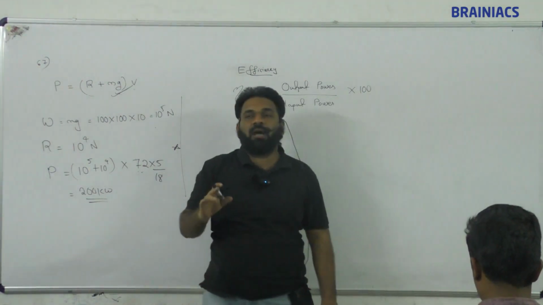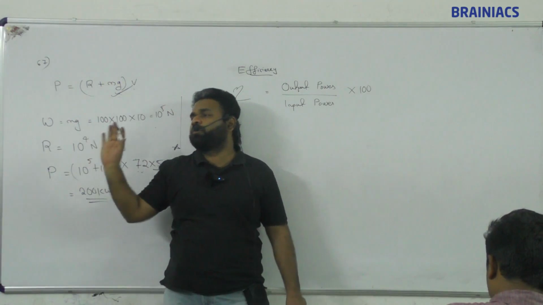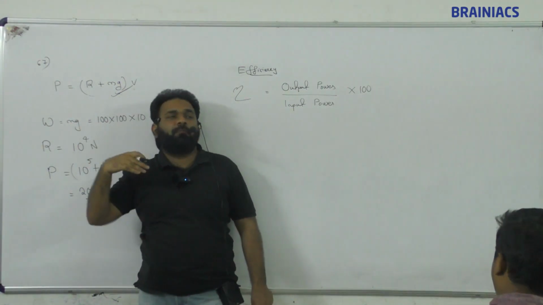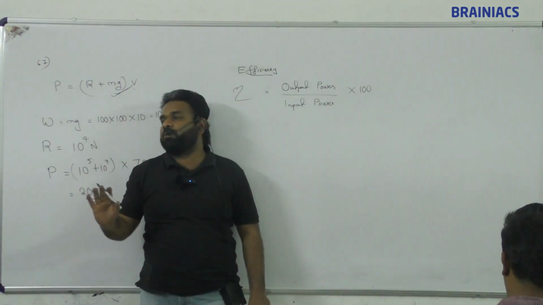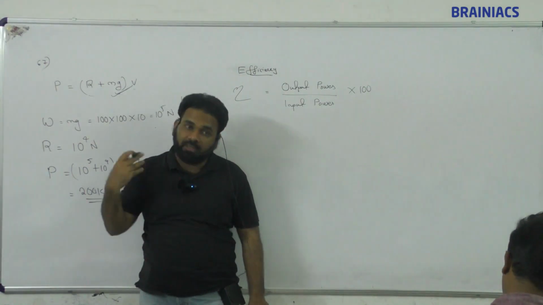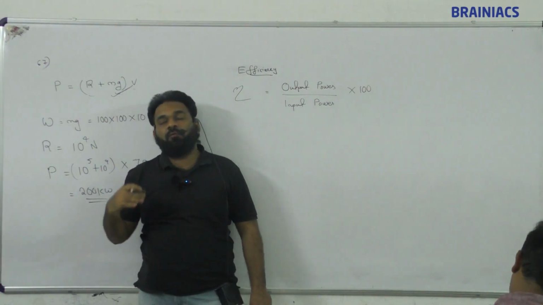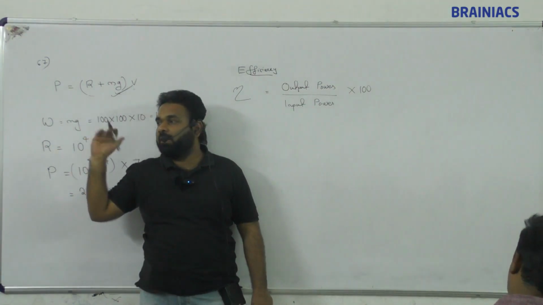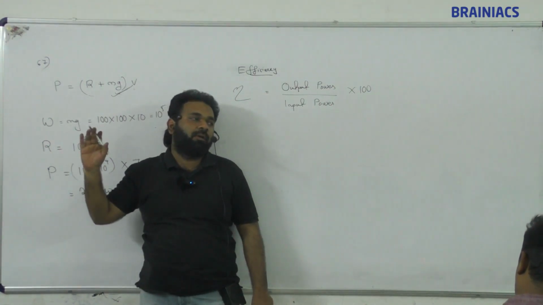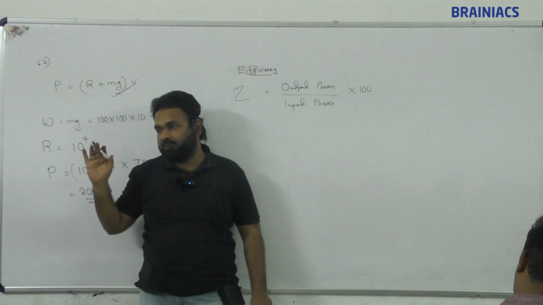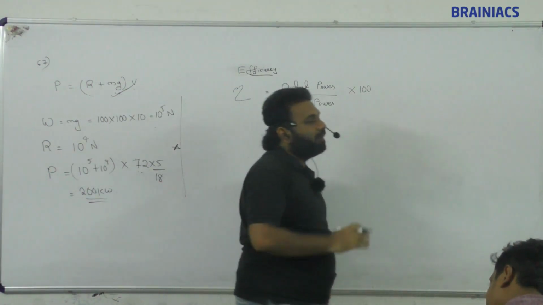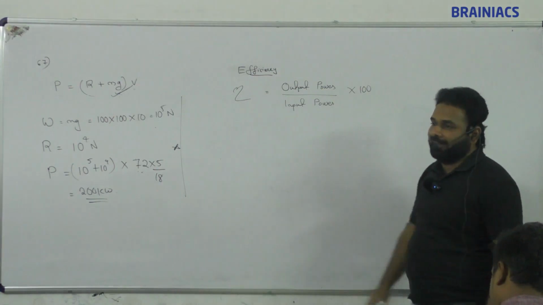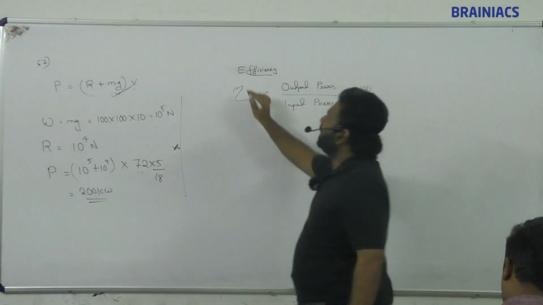See children, this output power is actually any useful work. If you are pumping water to the tank, that is useful work. For that, what input are we giving? If we are giving electrical input, then the input power will be electrical power, and the output power will be that mgh. Okay, so this output power is any useful work which we are intending. Clear? Okay, let it be there.